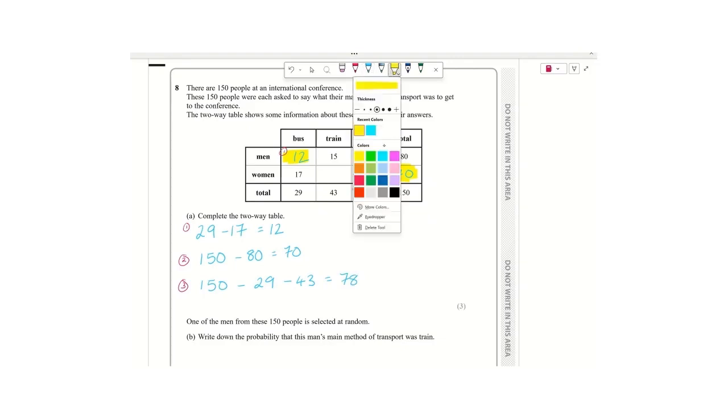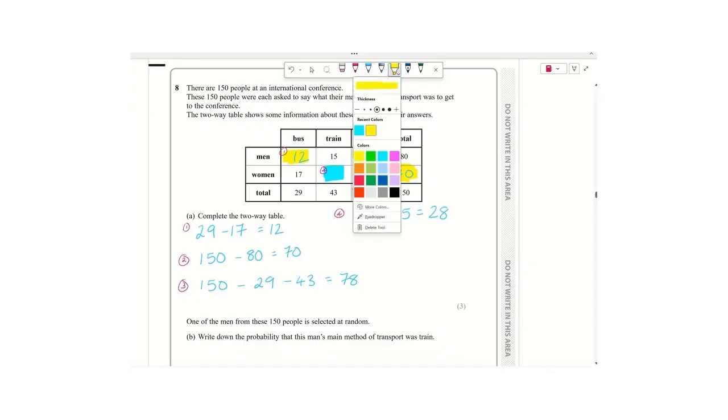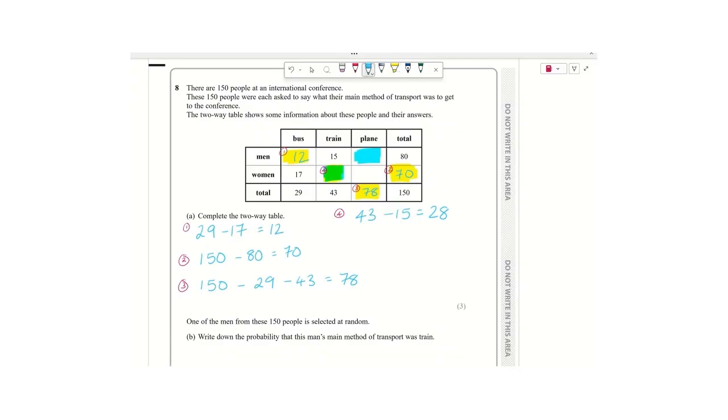So there are now 2 more numbers I can fill in. I can do this one and I can do this one. It doesn't matter which order you do either of those in, but I'm just going to do this one first. So I'll call that one number 4. So now I can fill in the number of women on the train. There were 43 people on the train altogether. So if I take away the 15 men who were on the train, then I get 28. And actually that one should be a yellow one. I could always have done that one. So let's colour that one in yellow. We should always have been able to do that one.